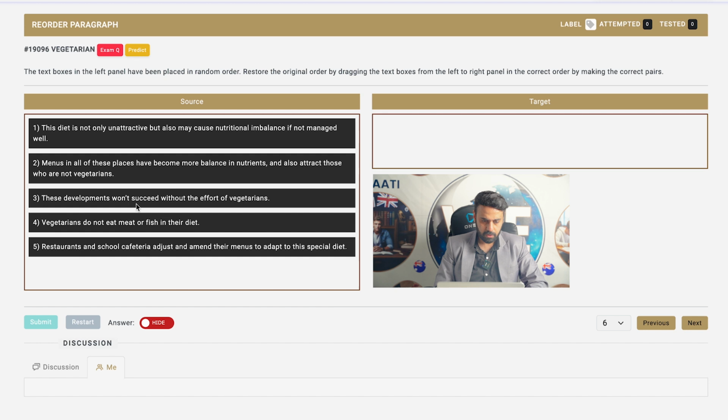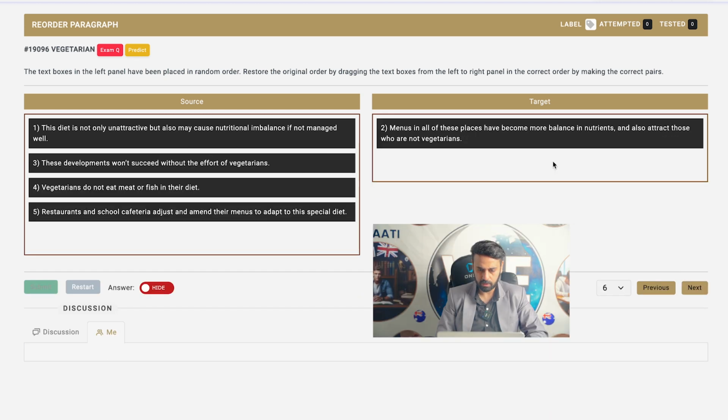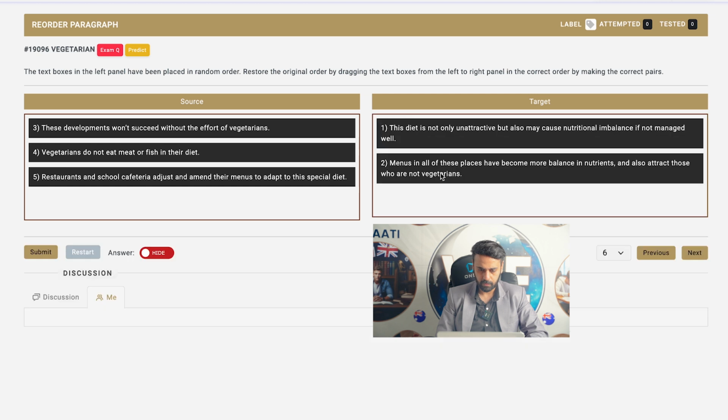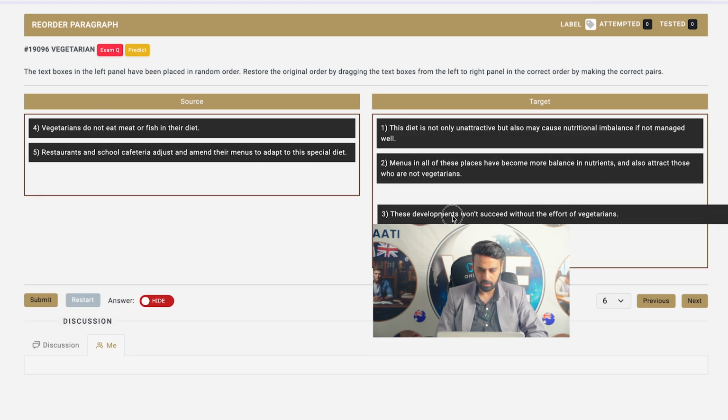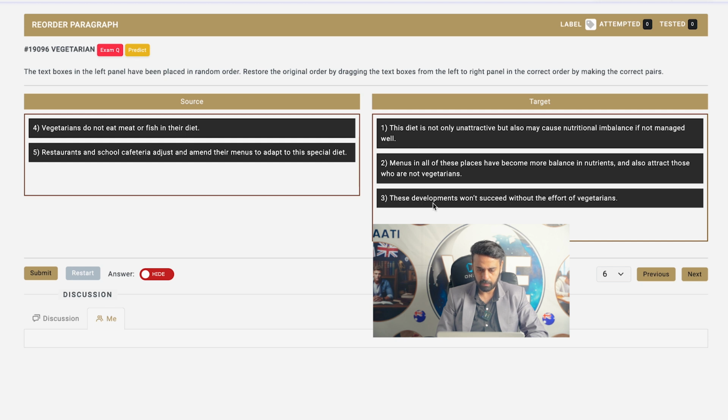These developments won't succeed without the effort of vegetarians. Okay, so these developments won't succeed. They have not talked about the developments yet, but what we have done is this and this, right? So we have kept it like this. Now this one, we will keep it for now under 2, right? Because we don't know which developments they're talking about.